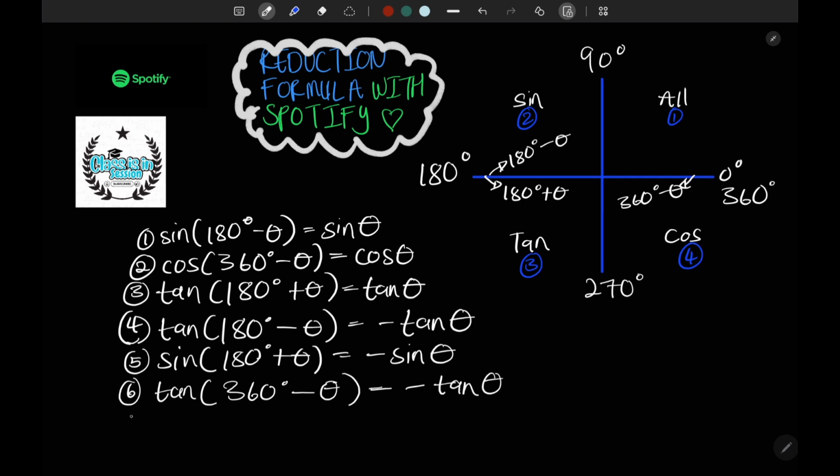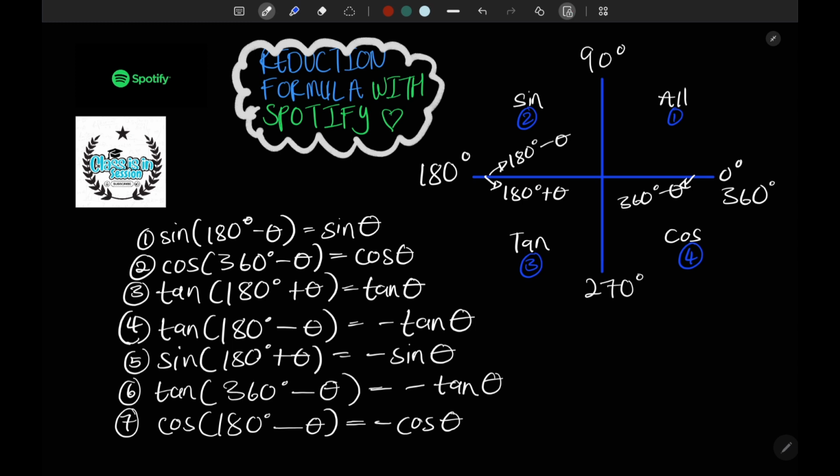Now let's do the last example, number 7, cos of 180 degrees minus theta. What's inside your bracket? You have 180 degrees minus theta. Let's locate it on the case diagram. There's your 180 degrees minus theta. It's in the second quadrant where cos is negative, right? So your answer should be negative cos theta. And that is how you reduce in trigonometry.